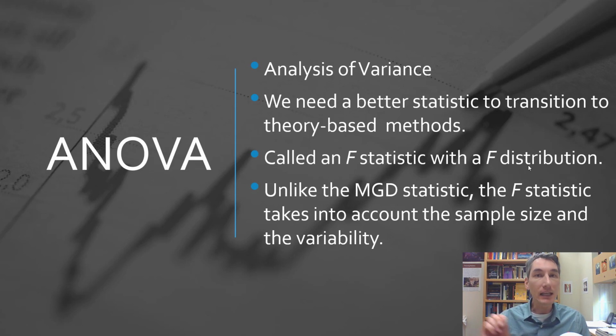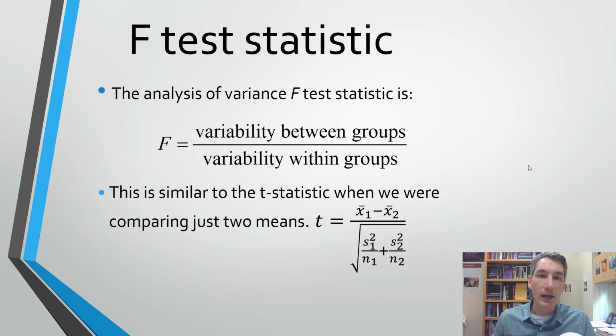The key difference between the mean group difference and the F statistic is that the F statistic incorporates sample size and the sample standard deviation in particular, and that's very important. The mean group difference just looks at the difference between the averages of each group, but it doesn't factor in the standard deviation, the amount of spread within those groups, and that's going to be an important factor when doing ANOVA testing.